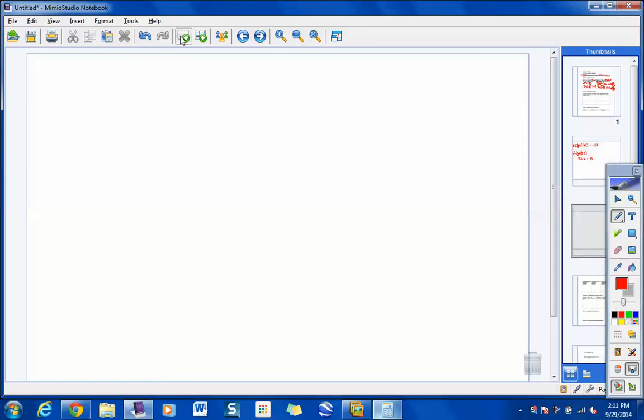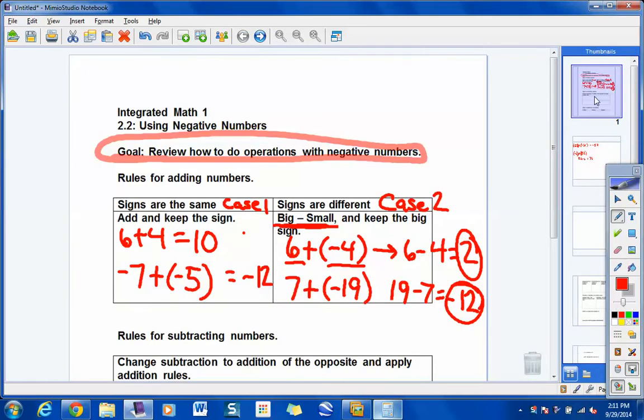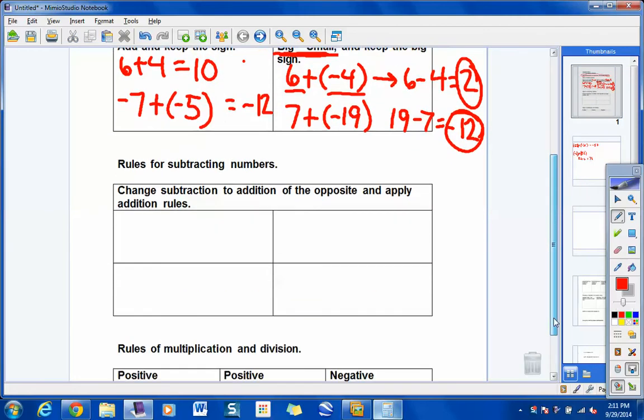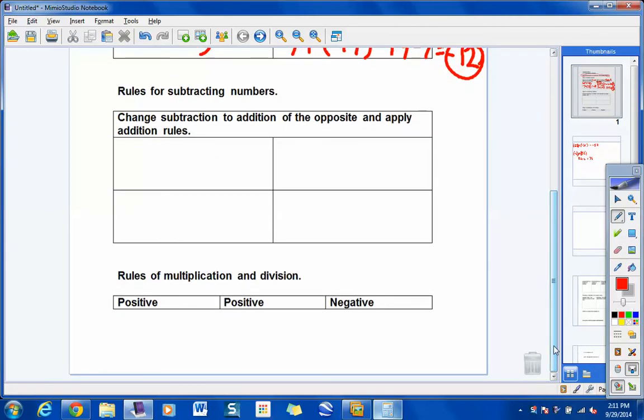All right, next set right here. Next set that is talking about subtraction. Okay? Somebody read me my rule for subtracting. Change subtraction to addition of the opposite and apply addition. Subtraction is addition of the opposite. And then apply these rules up here again, right? We're going to make a change and then refer back to steps 1.